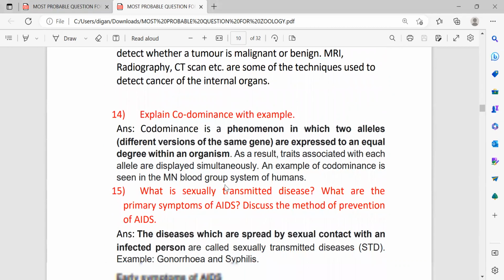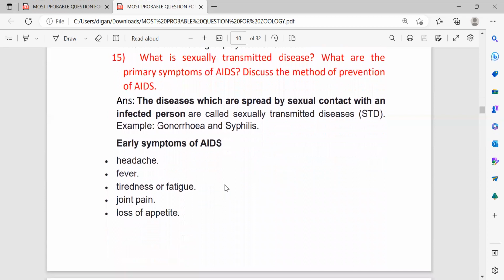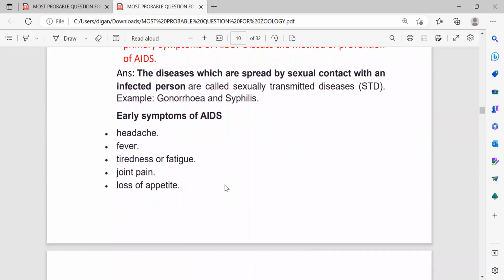Explain codominance with example. So it is the definition of codominance, and an example. What is a sexually transmitted disease? What are the main symptoms of AIDS? Discuss the methods of prevention of AIDS.